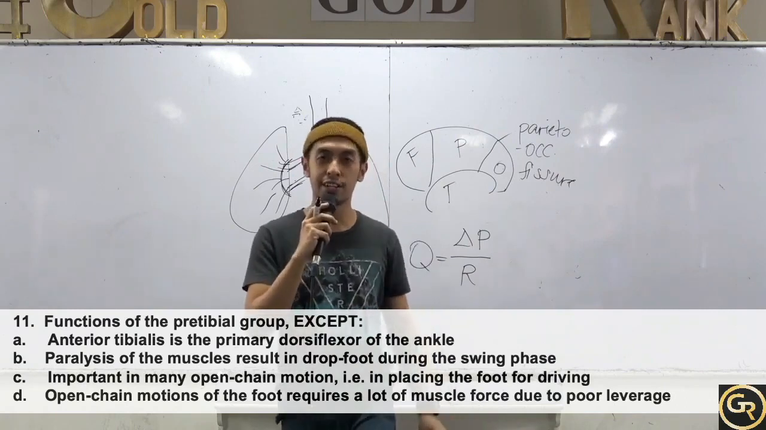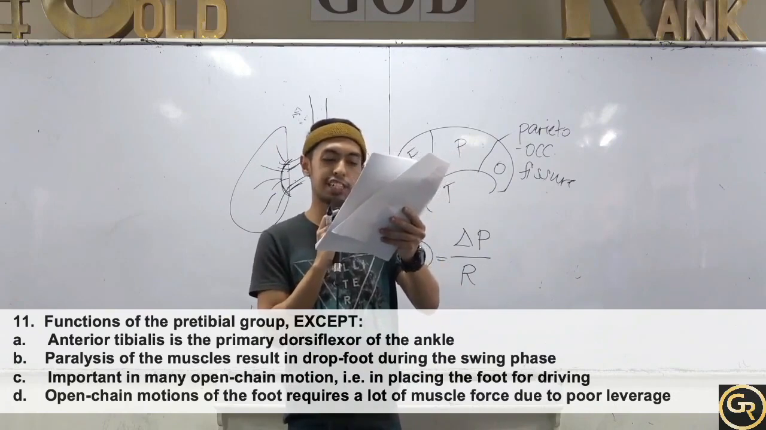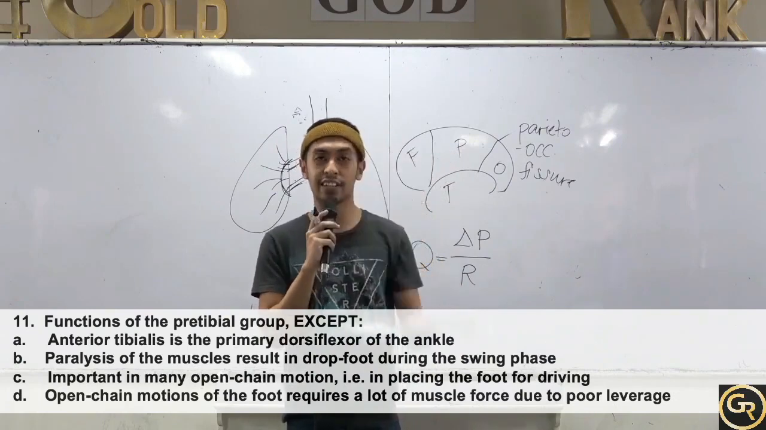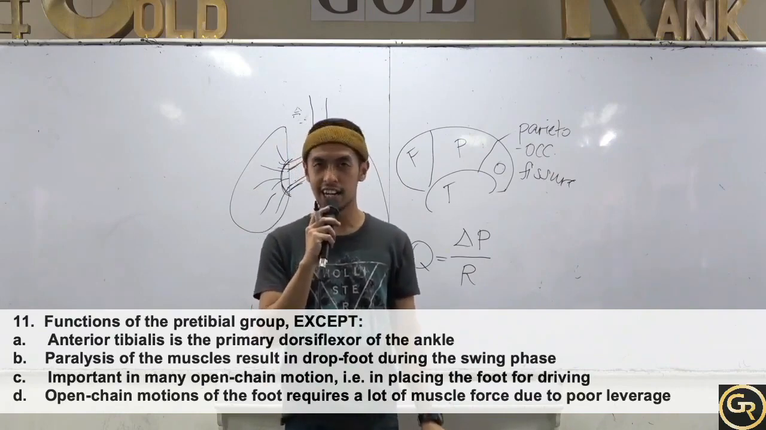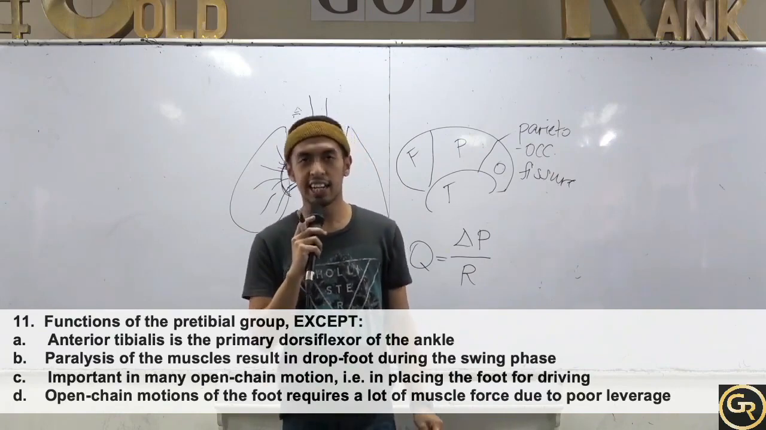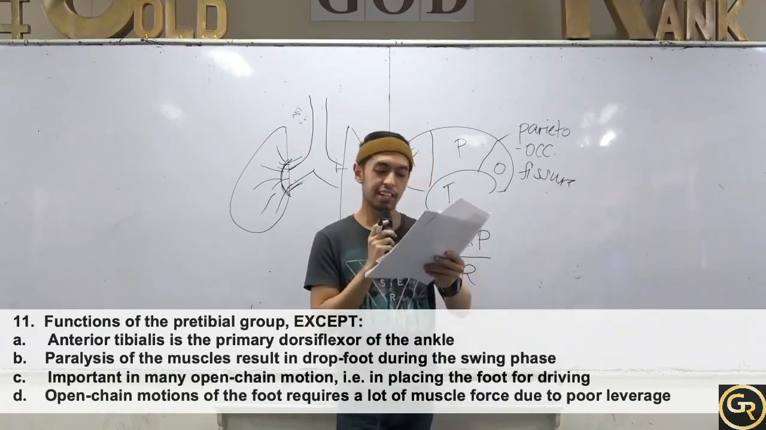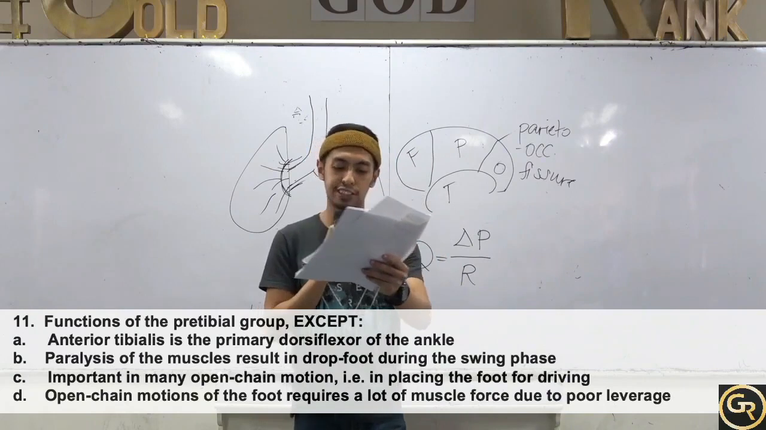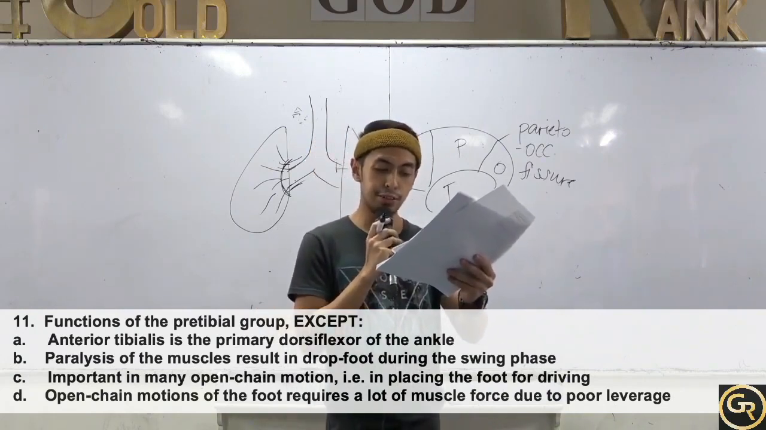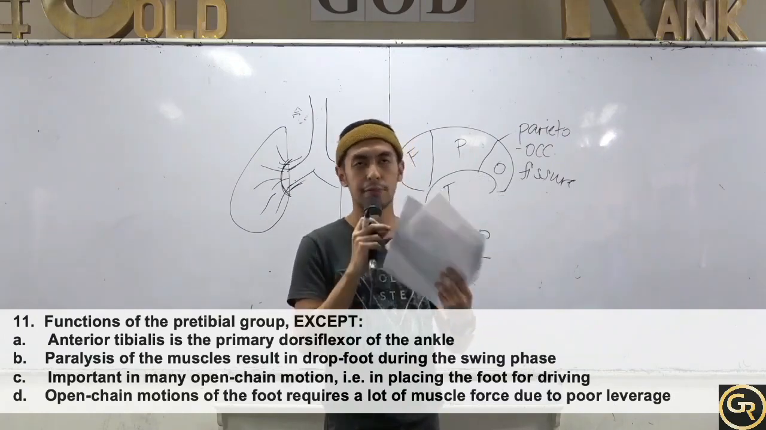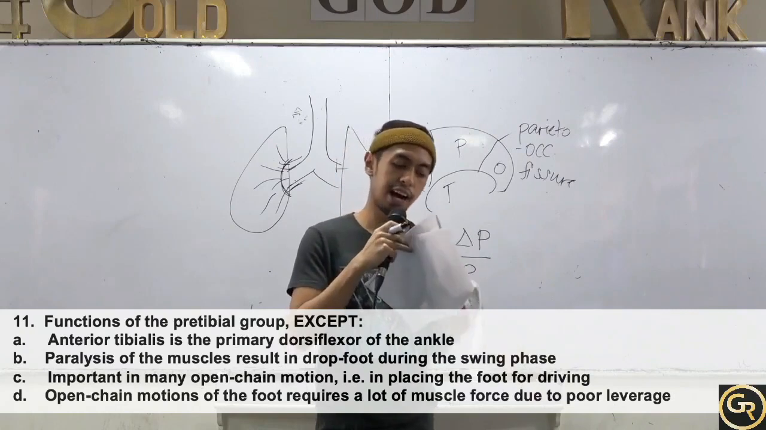Therefore, your foot drags on the floor. Okay? Important in many open chain motions, that is in placing the foot for driving. Yes, right? If you raise your ankle towards dorsiflexion to place it on the pedal, then yes. That is a function of the pretibial group. But for letter D, open chain motions of the foot require a lot of muscle force due to poor leverage. Is this correct? Okay? That is the wrong one. Letter D is our wrong answer.